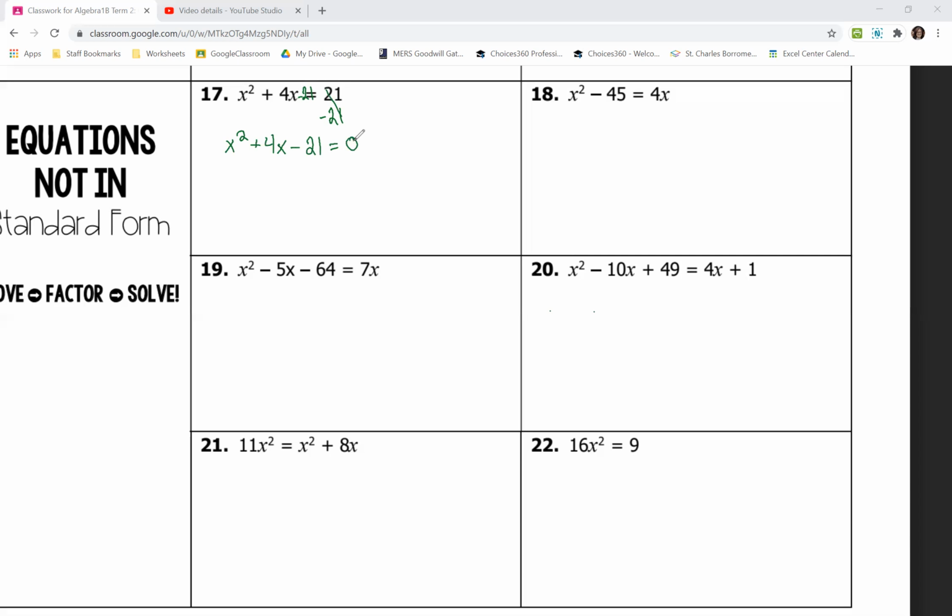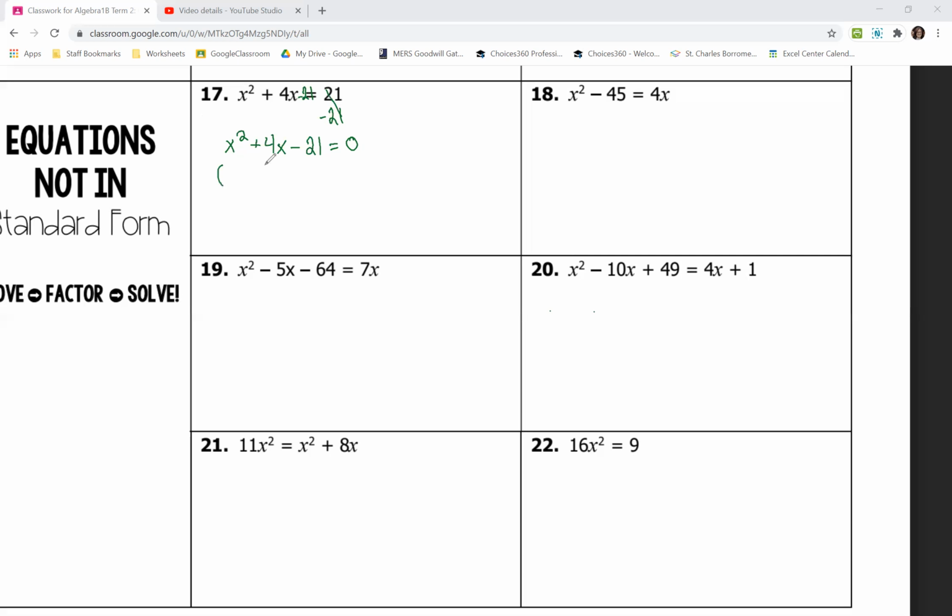Okay, so whenever you're trying to eliminate terms on a side, if you don't have anything to combine it with on the other side, that's okay. You still just write that minus whatever it is. So here in our case, minus 21. Okay, so now it's ready to be factored.